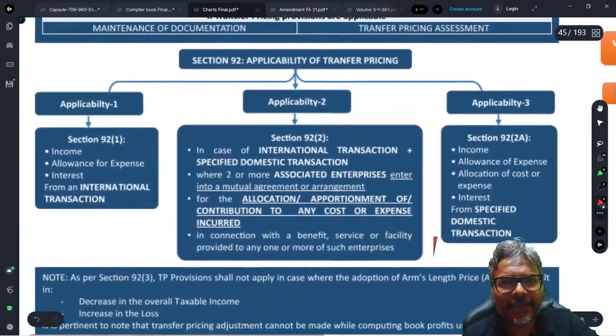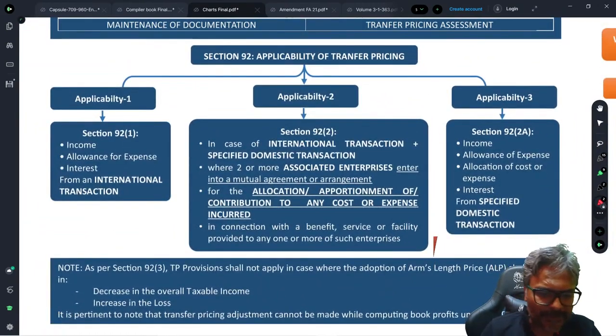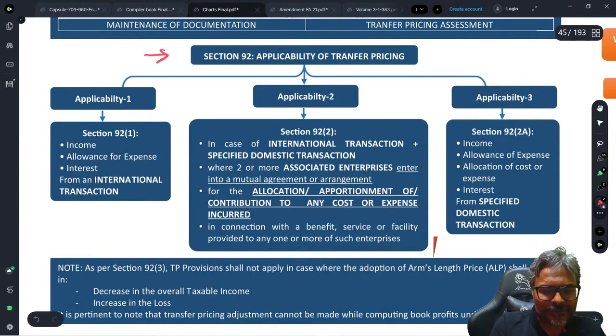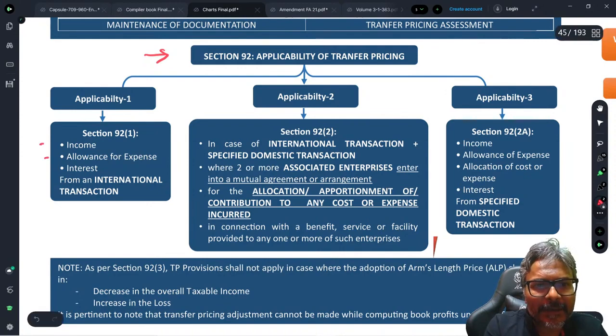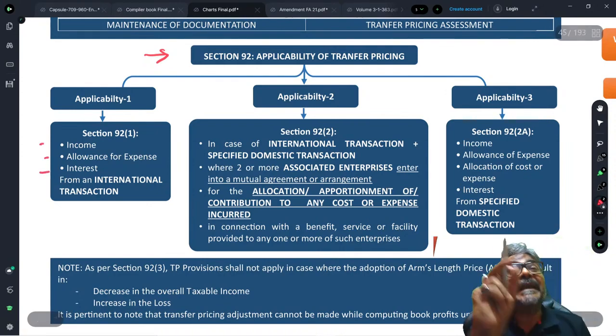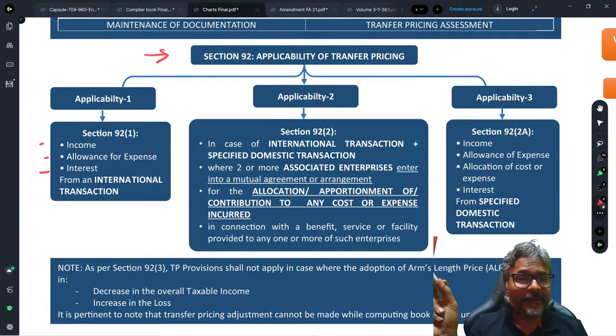Section 92 is a game changer. This is one of the most important provisions, section 92, about the applicability of the transfer pricing provision, students. Now, what does it say? Let's have a look. Section 92(1): income, allowance for expenses or interest from an international transaction. If this is satisfied, then the transfer pricing provision would be applicable.